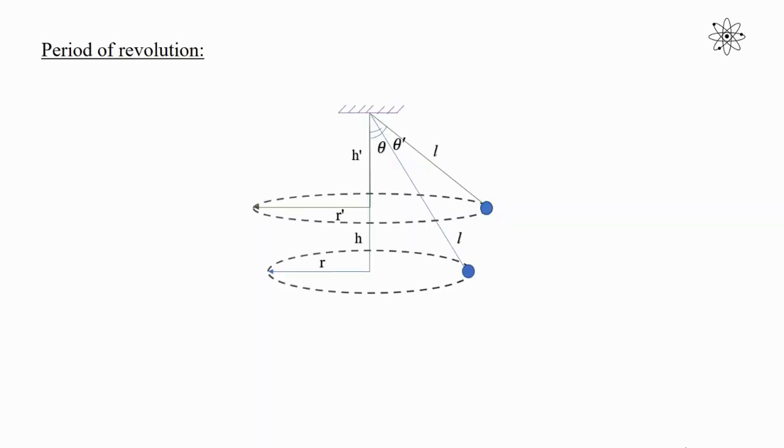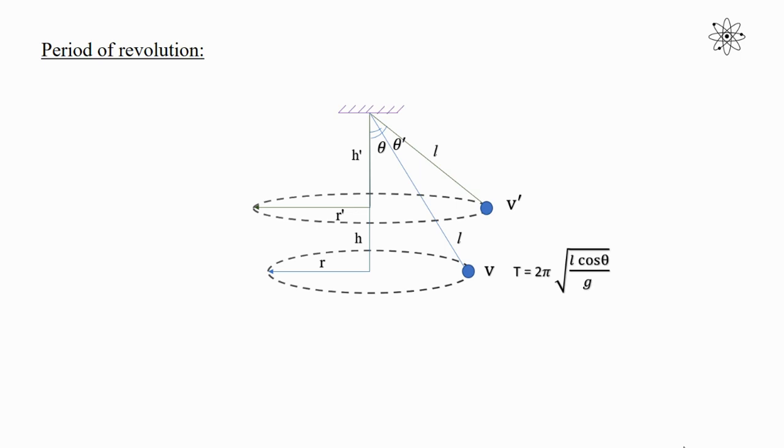Now let's compare the period of revolution. As you can see, the same pendulum describes different cones with different speeds. Let this bob revolve with the speed v and this above bob revolve with the speed v dash. Obviously, the speed v dash should be greater than v as it describes a larger circle.